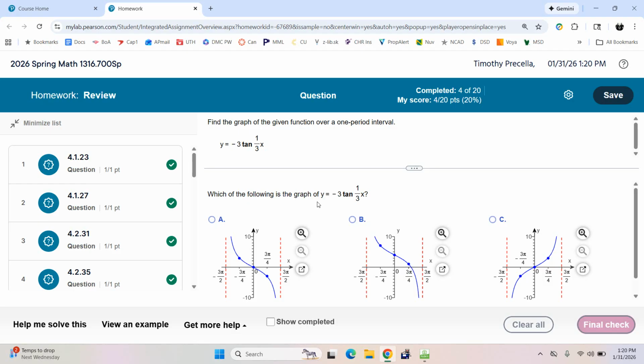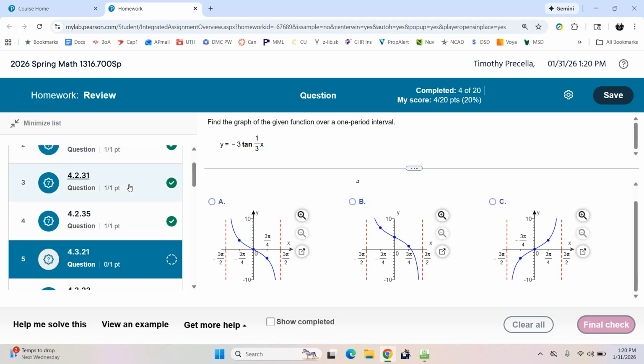We're graphing y equals -3 times tangent 1/3 x. This is problem number 5. Yeah. Okay. Well, first of all, I should mention something.